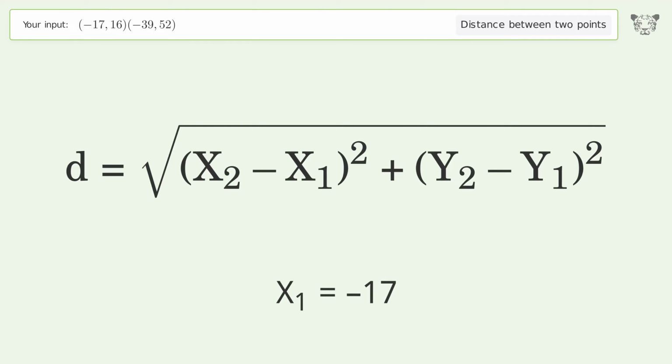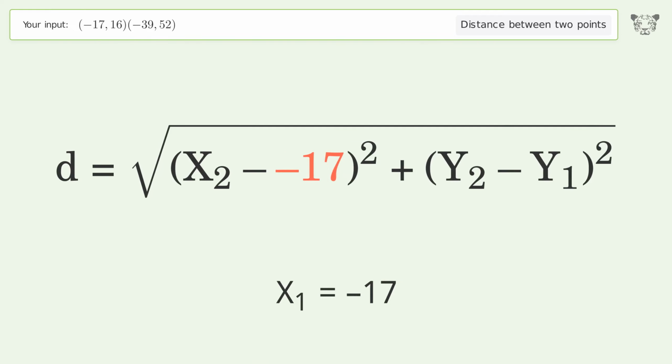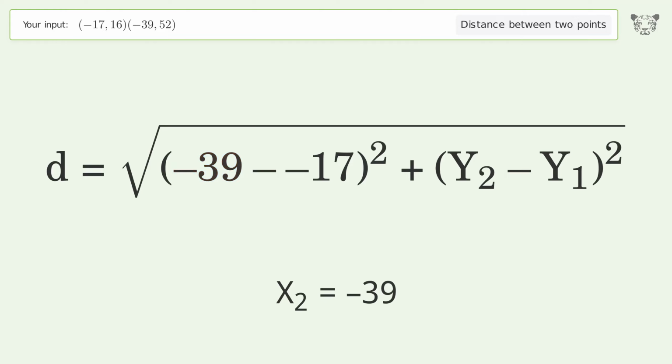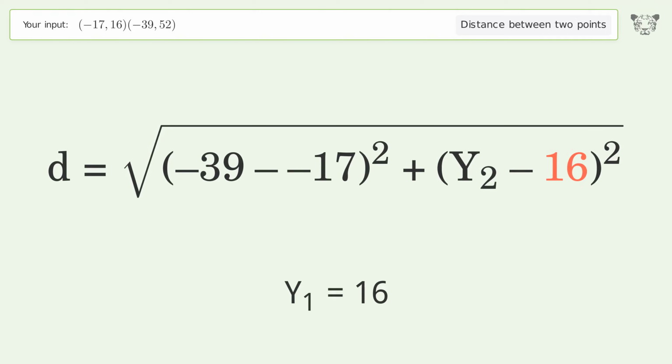x1 equals -17. x2 equals -39. y1 equals 16. y2 equals 52.